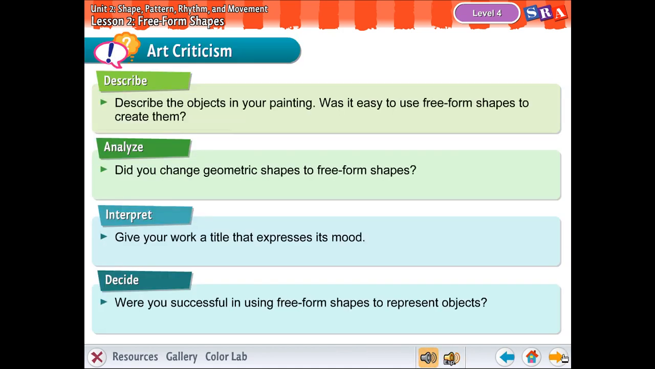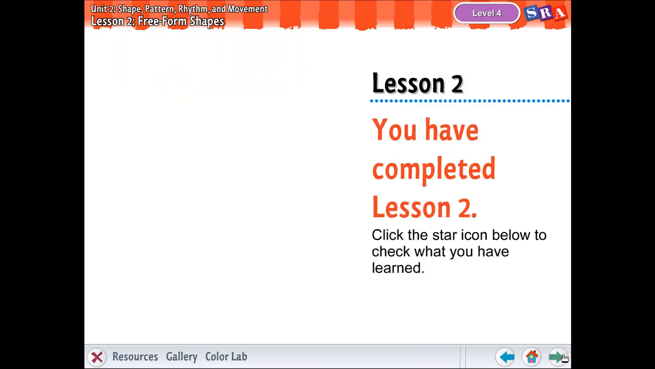Alrighty. So if you do that, by the way, you should be able to describe your painting. You should be able to analyze your artwork by answering: Did you change geometrics to freeform shapes? Did you give your work a title and express its mood? Were you successful in using freeform shapes to represent objects? Okay, so you are done.